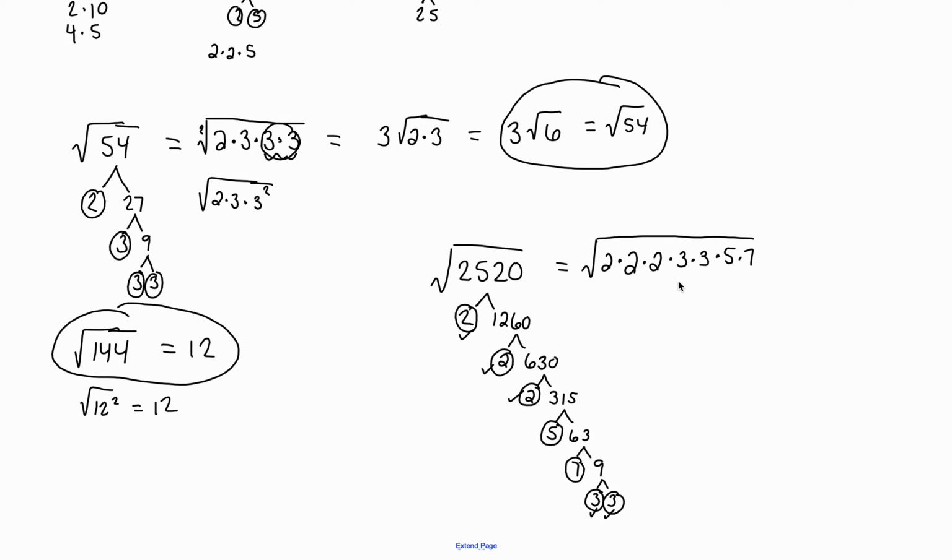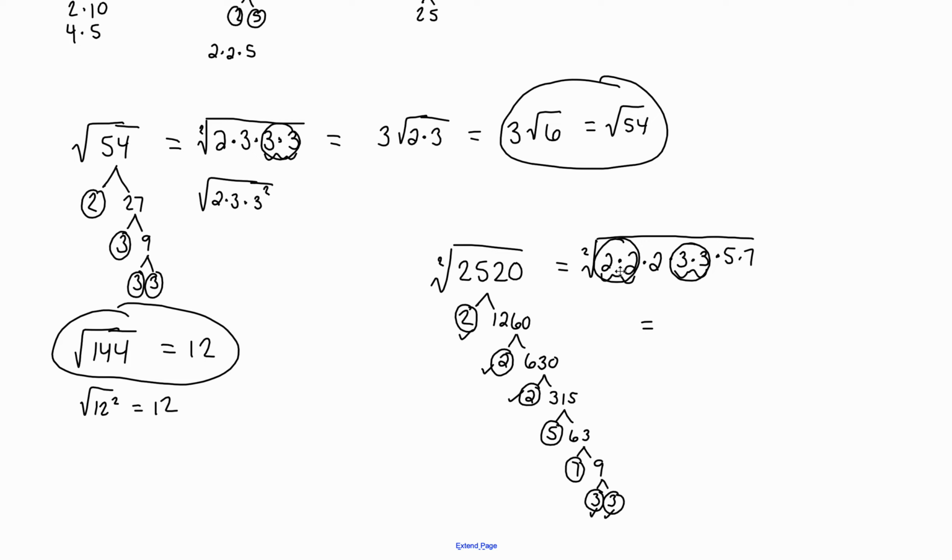So I want to simplify this, and since this is a square root, I want to look for groupings of 2 numbers that are the same. So I have a 2 and I have a 2 here. I have another 2, but I don't have an extra one, so this one is by itself. I have a 3 and then another 3. Then I have a 5 without another one, and then I have a 7 without another one. So that means that I can simplify this group, and I can simplify this group.